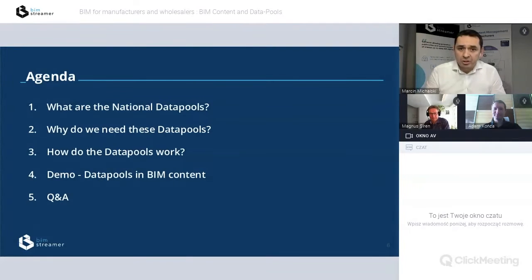Getting back to the agenda of our session, at the very beginning, Magnus will put a bit more light on the topic of the data pools. Since he is running one of such data pools, I think he is the best person to explain the reason for having data pools and what kind of benefits they bring to the users that are using the data shared from the data pools. In the next part, Adam will present the demo explaining the utilization of the data pools in the context of the BIM content.